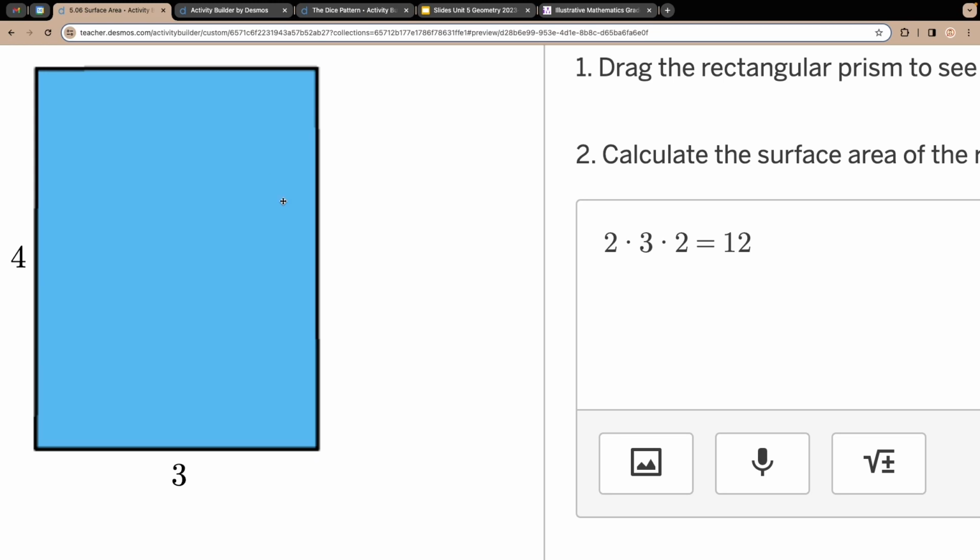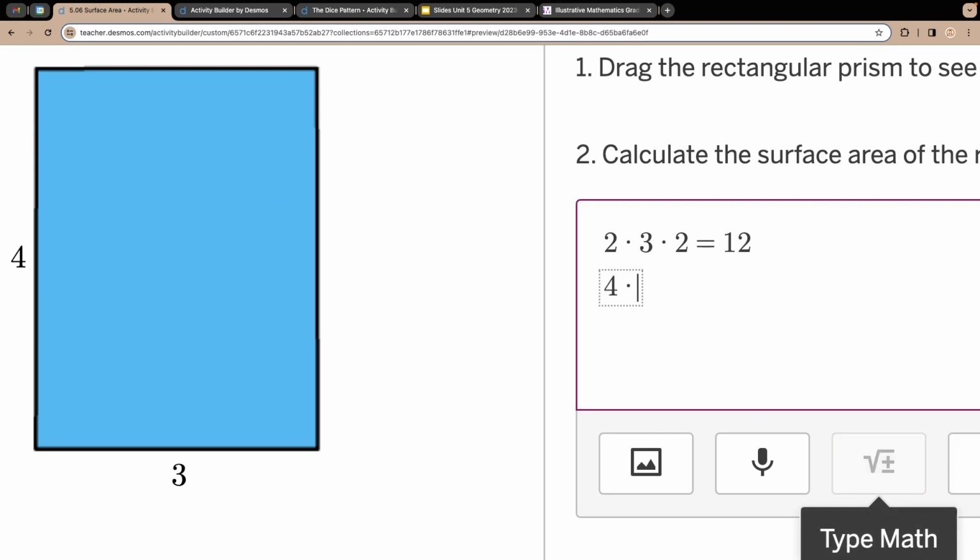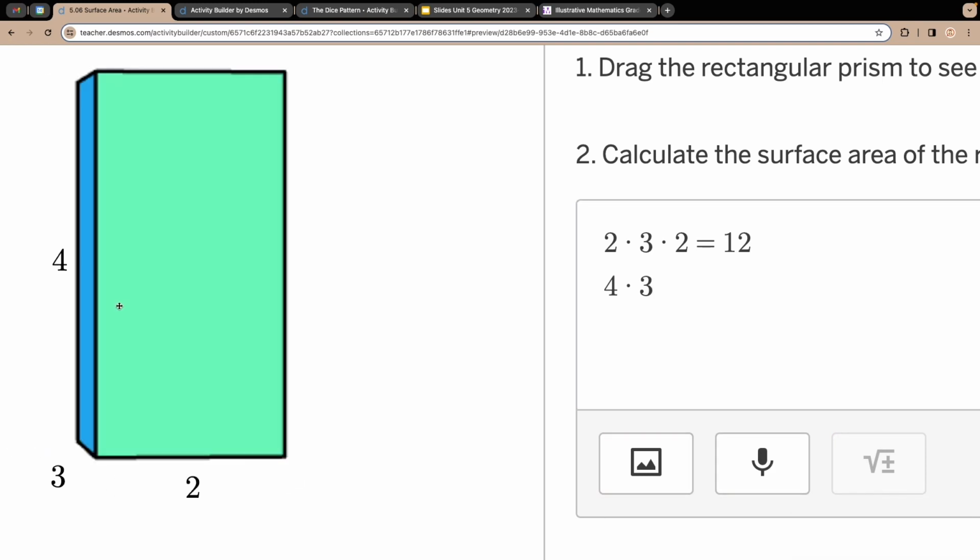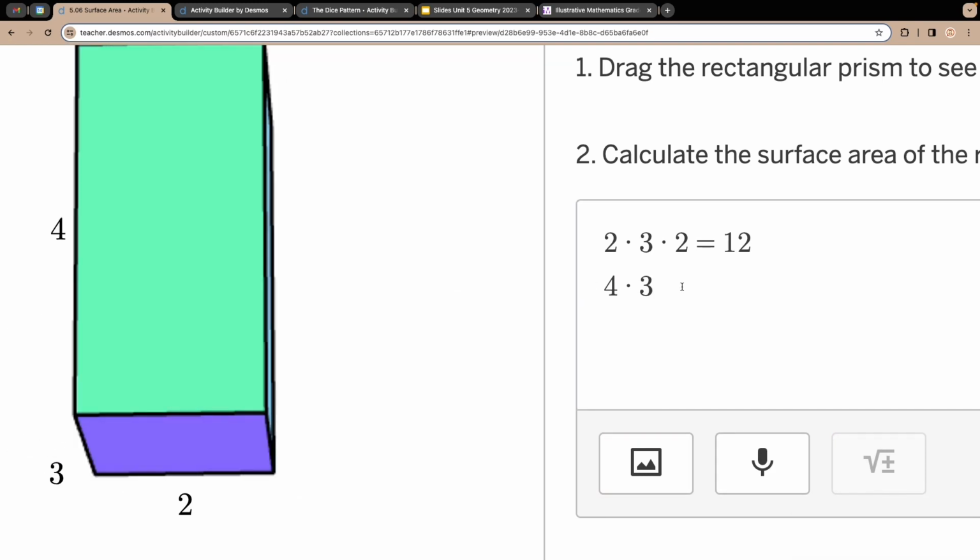Well, what about the blue? That's a 4 by 3. So we got 4 times 3. But there's also another blue side, right? Front and back. So we're going to do times 2 because there's 2 of them. 4 times 3 is 12. 12 times 2 is 24.